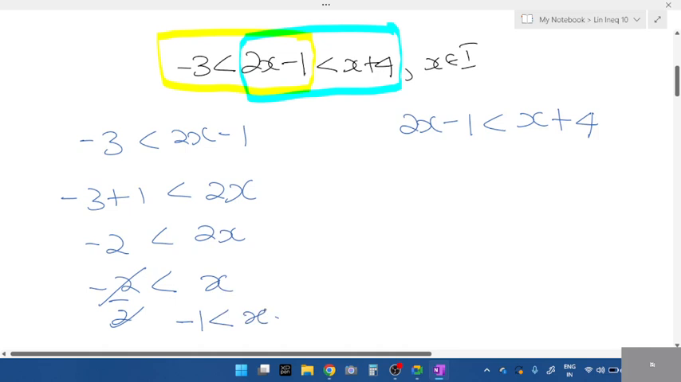What do you get? Minus 1 less than x. Right hand side, if you solve second equation, what do you all get, students? 2x minus x less than 4. Minus 1 goes to the other side, plus 1. 2x minus 1x is x, x less than 5.